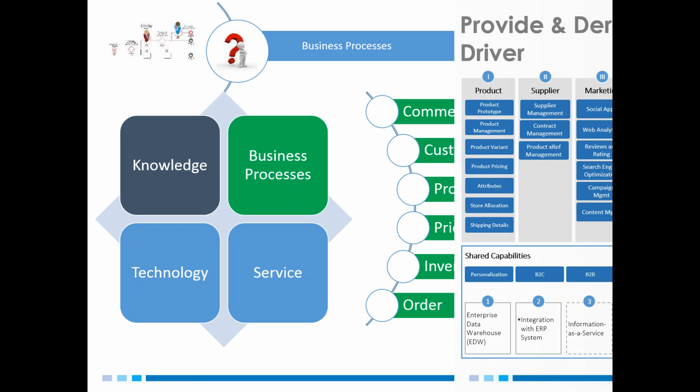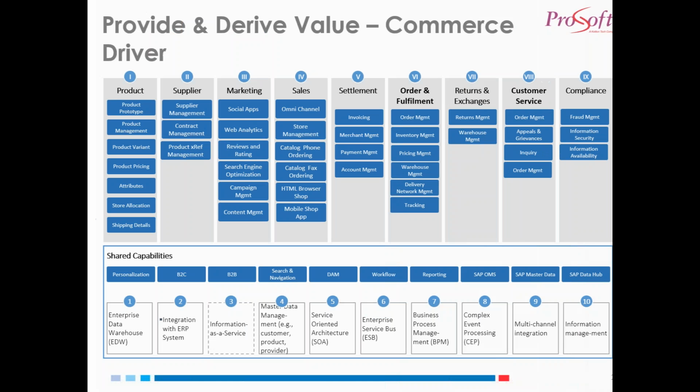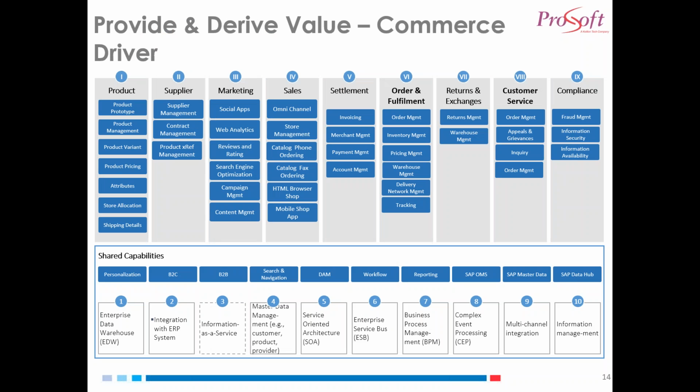So getting into the business processes, we have to see across all the business processes, from product development to supplier network to marketing efforts, from sales enablement to the settlement of payments, all the payment processing, how it's going to be done, and then order and fulfillment, into returns and exchanges, and customer service and compliance.